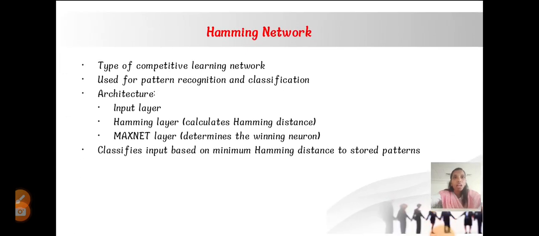Hamming network. A type of competitive learning network, based on pattern recognition and classification. The architecture consists of the input layer, Hamming layer, and Maxnet layer. The input layer is used for input. The Hamming layer calculates the Hamming distance. The Maxnet layer determines the winning neuron. It classifies input based on minimum Hamming distance to stored patterns.